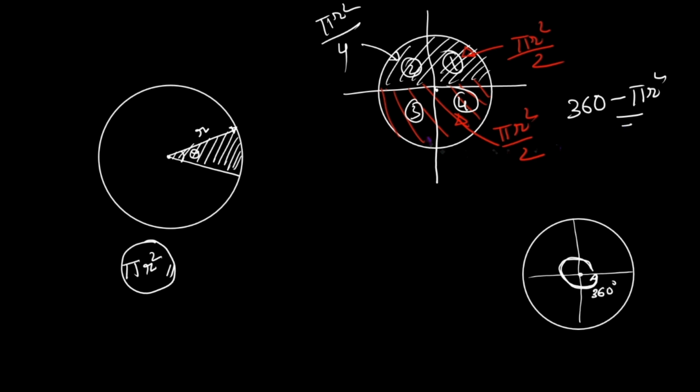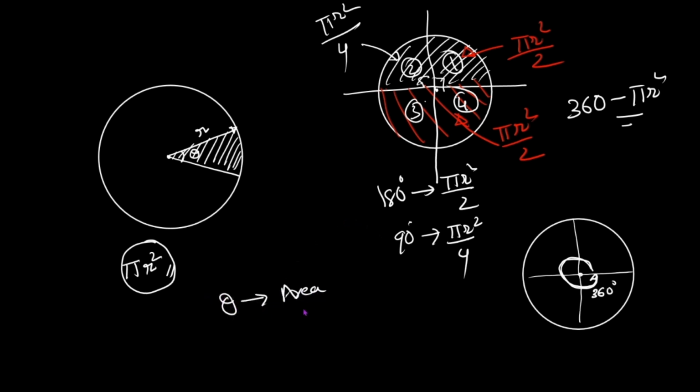When you made it into two halves, what is the angle? It's 180 degrees. 180 degrees means it will become two halves, right? So that 180 degree angle is covering an area of pi r square by 2. But if you made it 4 parts, each angle is 90 degrees, right? 90, 90, 90, 90 degrees. For 90 degrees, the area is pi r square by 4. So what we can observe is that the area is changing linearly with the angle, right?